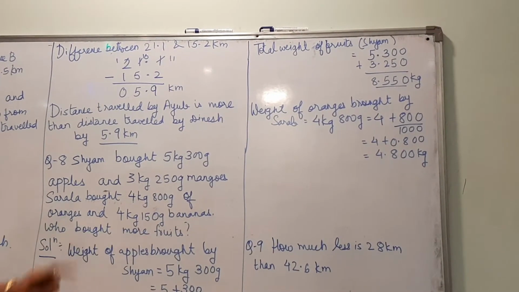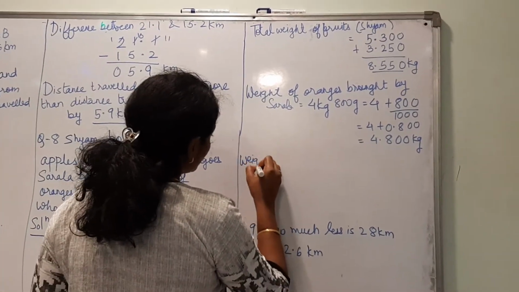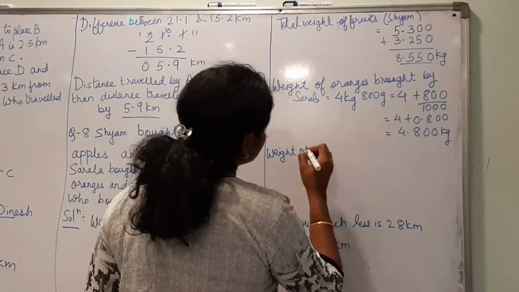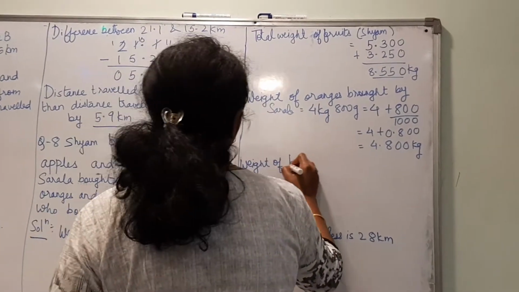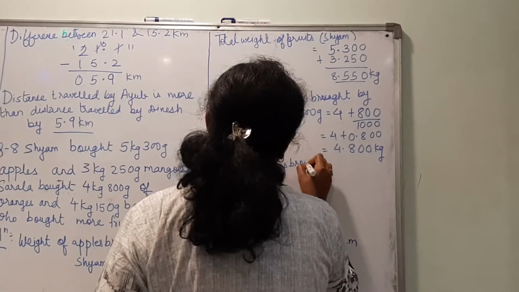Now what else has Sarla brought? Bananas also. How much? 4 kg 150 gram. So weight of bananas brought by Sarla.